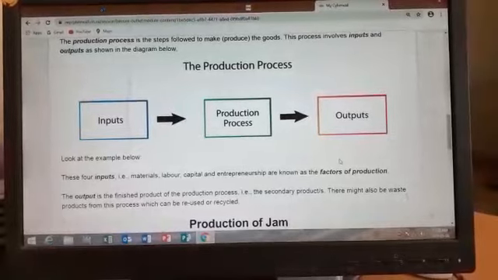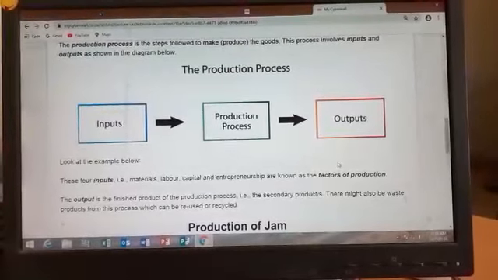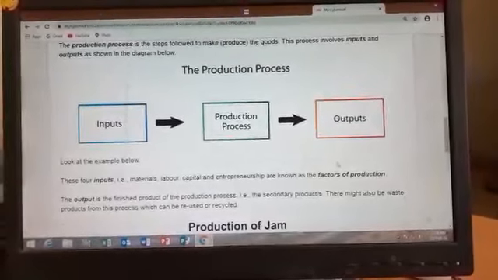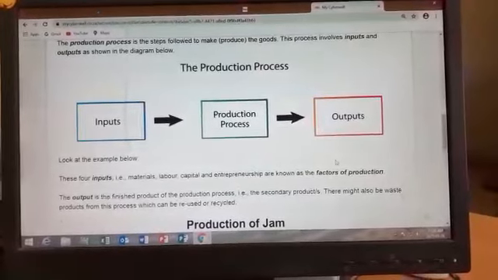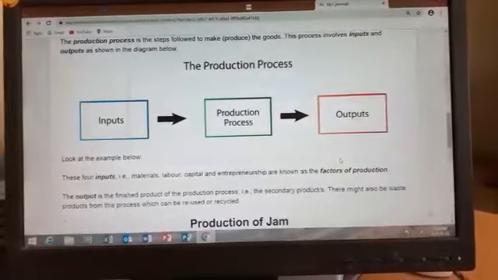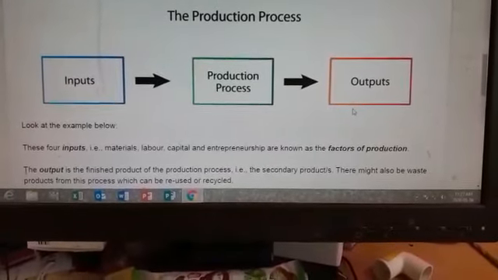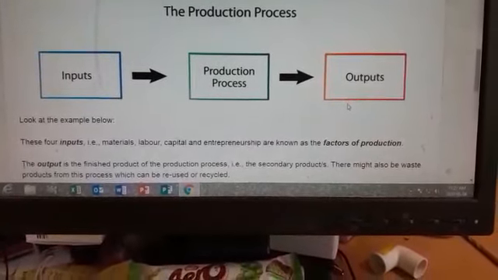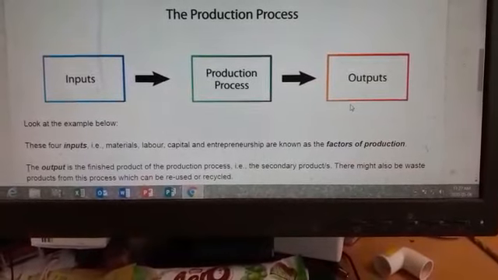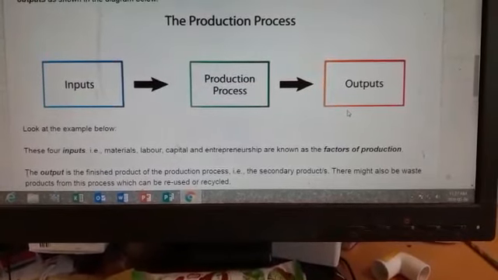They receive the goods from the factories once they are made, and they supply them to the consumers in order for them to buy. Now, if we look at the example below, these four inputs, the materials, labor, capital, and entrepreneurship, are known as the factors of production.